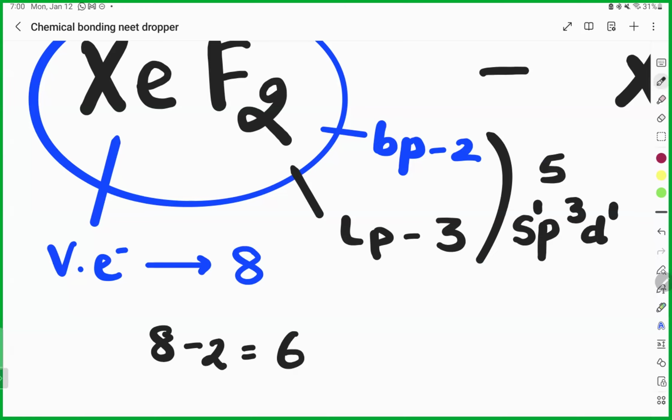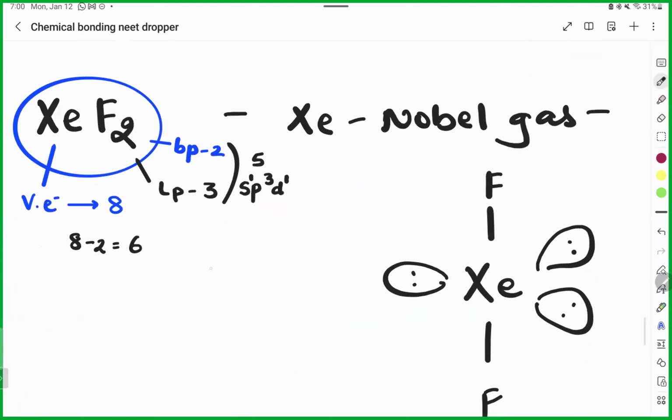And whenever there is a 5, it should be trigonal bipyramidal. How does trigonal bipyramidal look? 1, 2, and 3. Every angle will be 120 degrees in trigonal bipyramidal. It's like you take a triangle and put 3 pens together at their tip, so they will be 120, 120, 120 with each other.